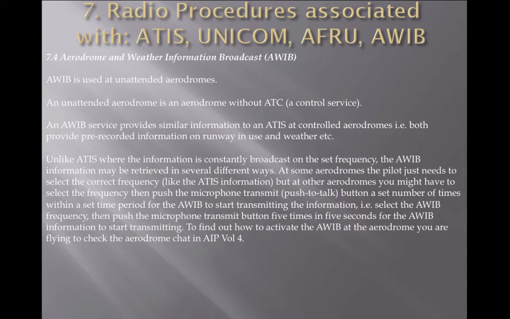Select the AWIB frequency, then push the microphone transmit button 5 times in 5 seconds for AWIB information to start transmitting. To find out how to activate the AWIB at an aerodrome you're flying to, check the Aerodrome AIP Volume 4.